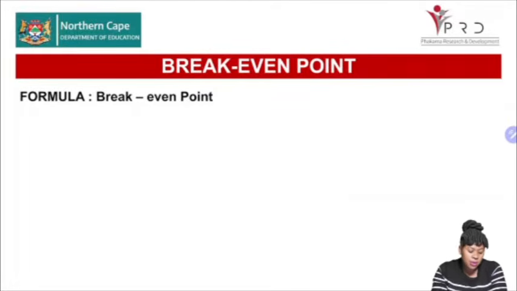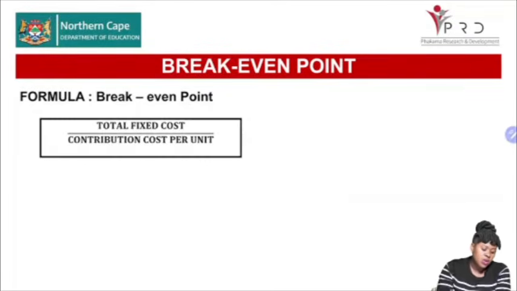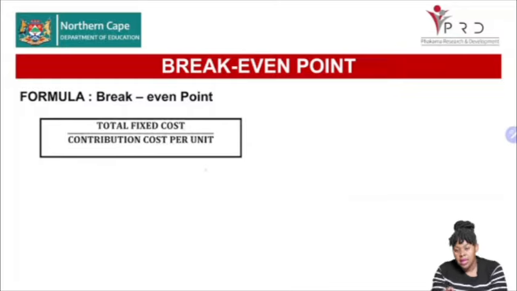So the break-even point formula is the total cost over the contribution cost per unit. Now, I just want to quickly highlight what the break-even point is. The break-even point is where your income is equal to the expenses that you have actually incurred to produce this particular item. So you are not making a profit, you are not making a loss. You are actually making enough to pay your expenses or the cost of producing goods. So that is your break-even point. Any unit beyond the break-even point means that you are making a profit, and any unit less than the break-even point means that you are making a loss.